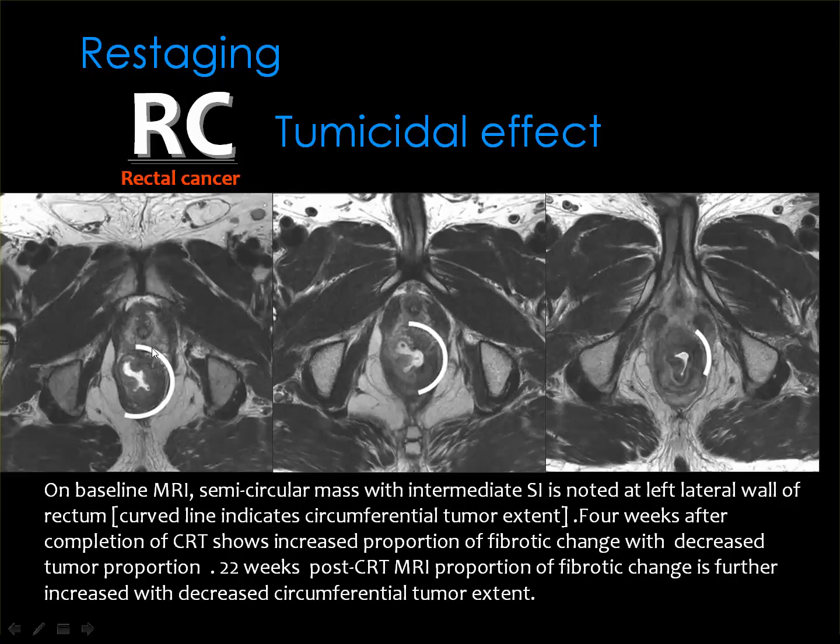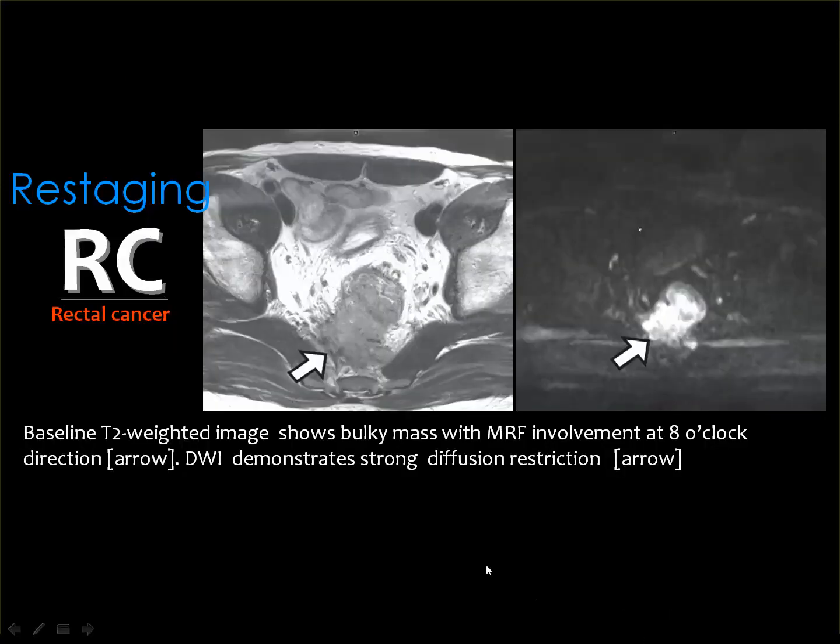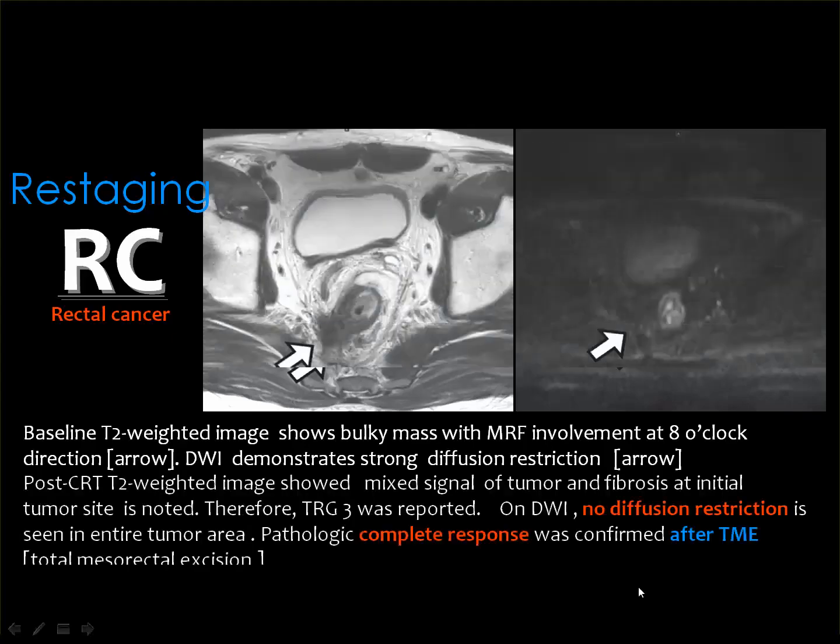You got this circumference of tumor infiltration of the rectal wall. Then on follow-up, you got reduction, and on another follow-up 22 weeks post chemo irradiation, you see the considerable regression of the tumor. This follow-up was done at 4 weeks, and this follow-up was done at 22 weeks. Then in this example, you see a big tumor that has extended into the mesorectal fascia and the presacral space with possible invasion of the mesorectal fascia, and this is a diffusion weighted image showing diffusion restriction.